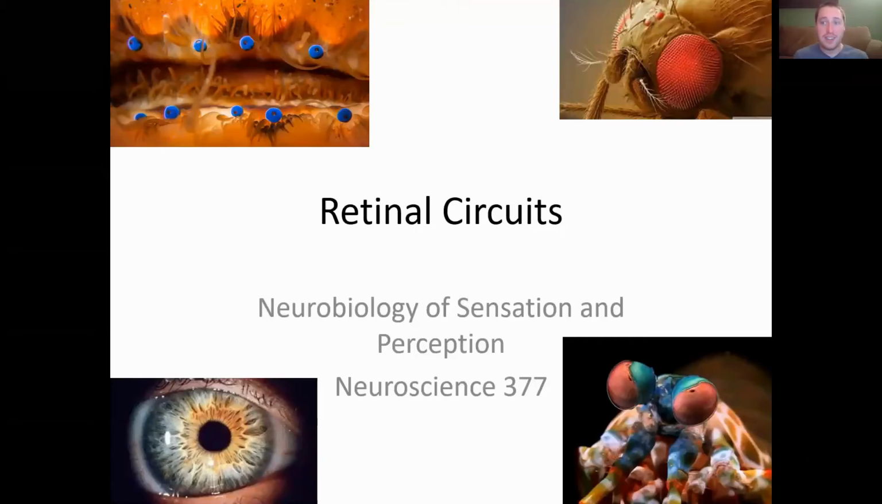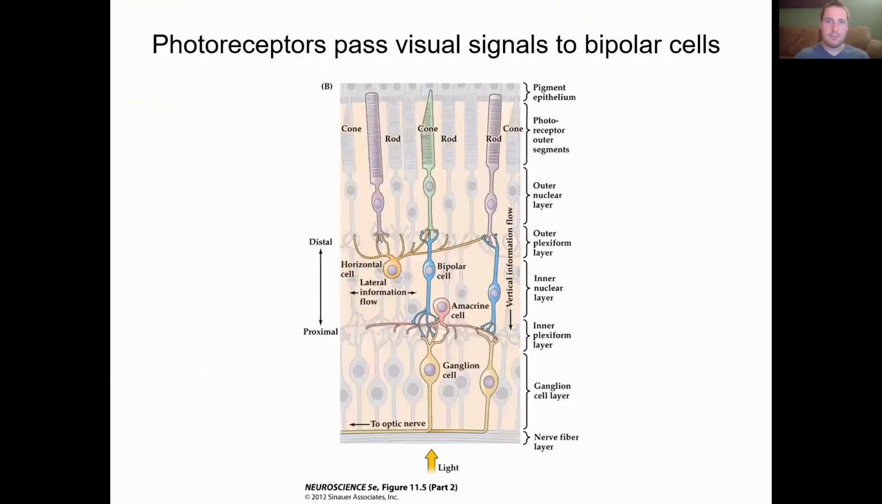So welcome to the final lecture on the retina. And in this lecture, we're going to just briefly talk about retinal circuits. So in previous lectures, we mentioned the vertical information flow through the retina. That's the photoreceptors to the bipolar cells to the retinal ganglion cells. So we're first going to talk about that.